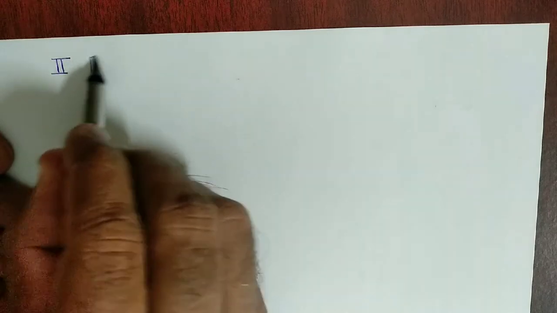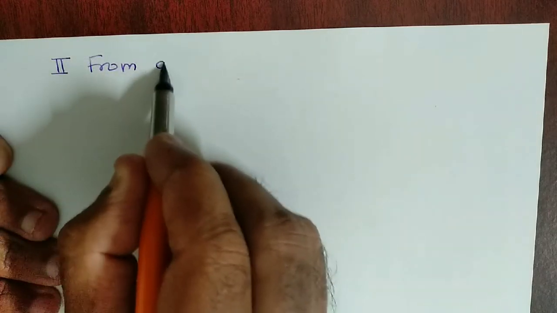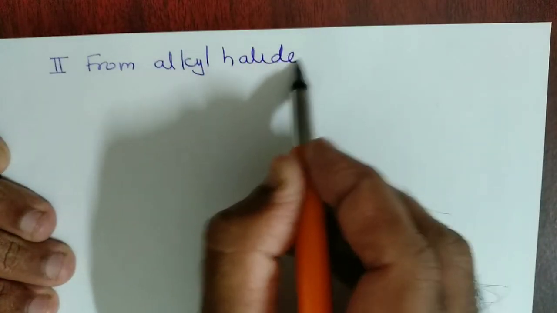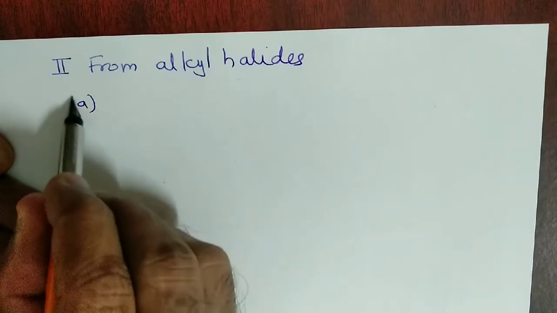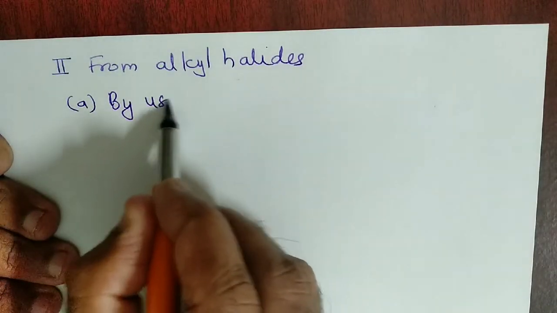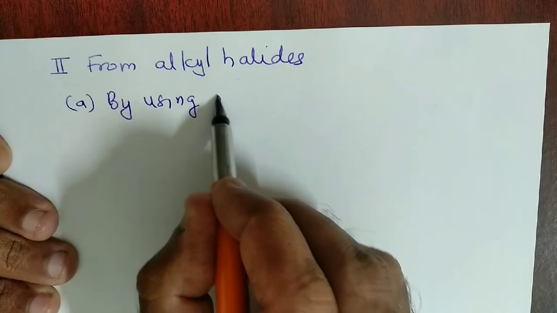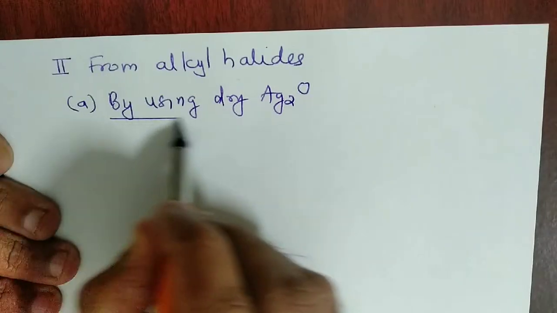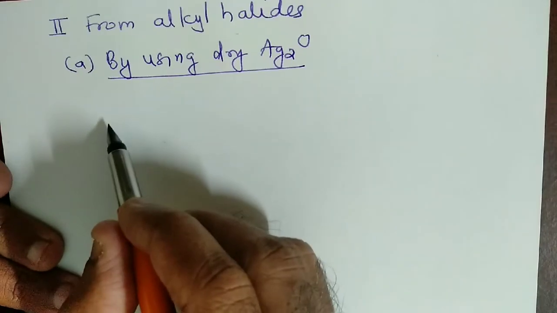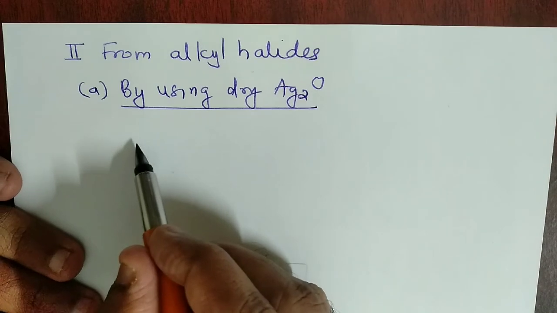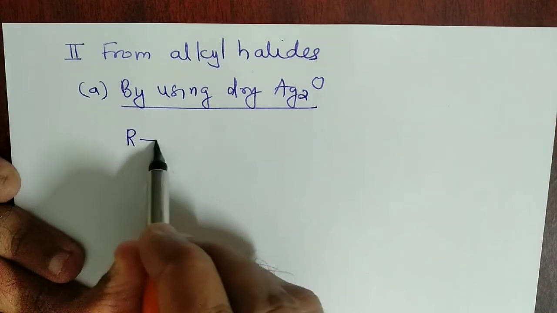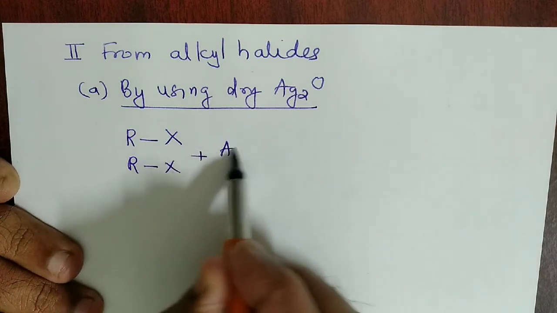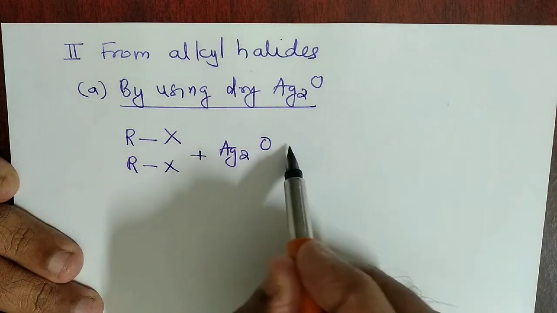Second, from alkyl halides, by using dry silver oxide. Symmetrical ethers can be prepared from haloalkanes by reacting with dry silver oxide.